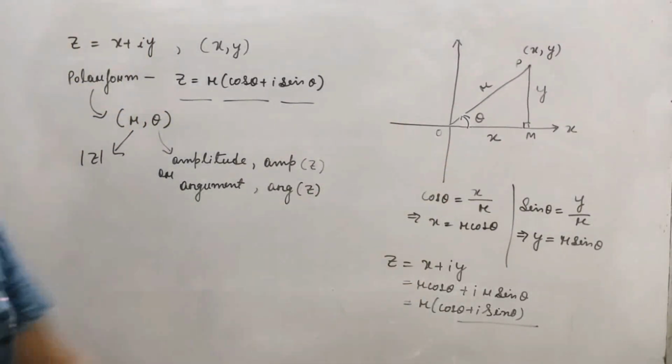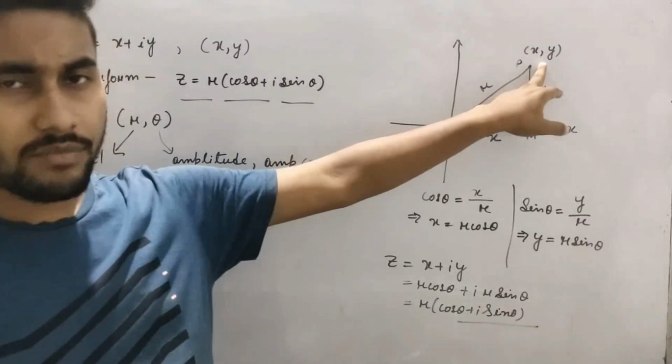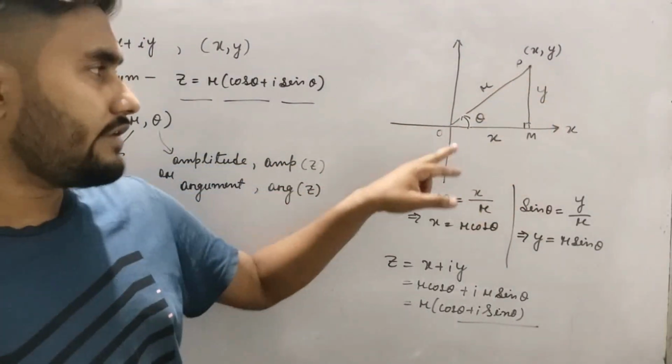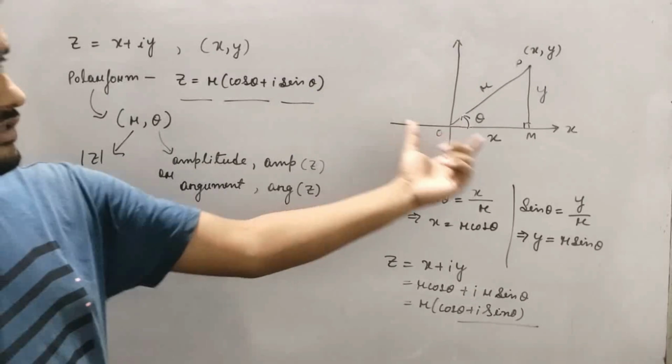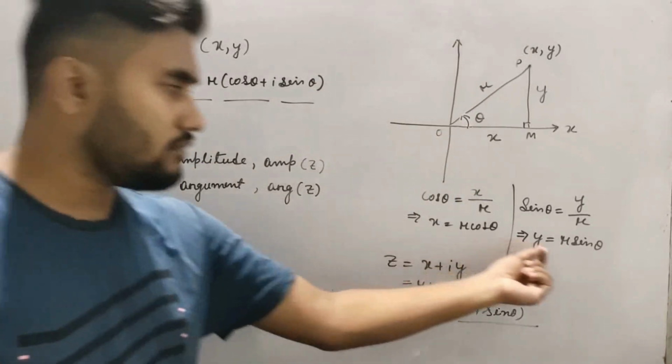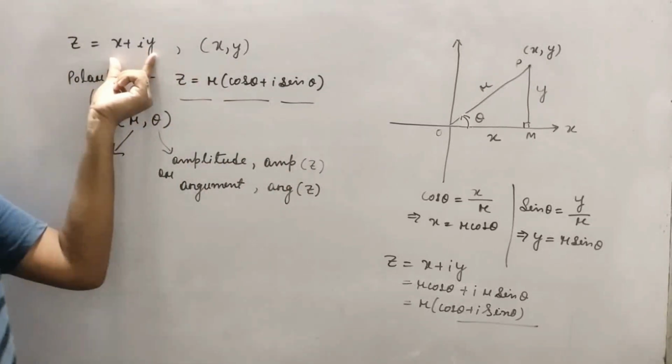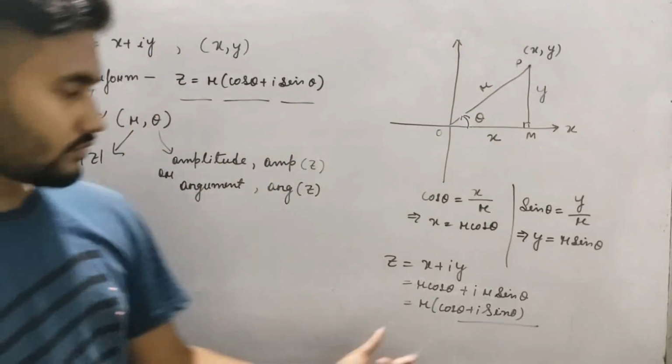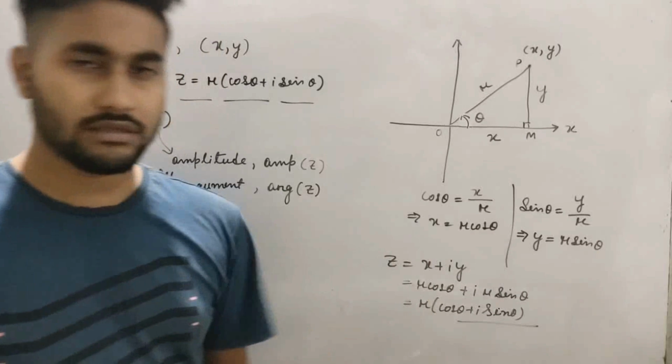Very simple. This point is located over here in the Argand plane. So if you consider a right triangle, we have found cos theta and sin theta, and from that we have got the value of x and y. We have substituted the value of x and y over here, and we have got r cos theta plus i sin theta.